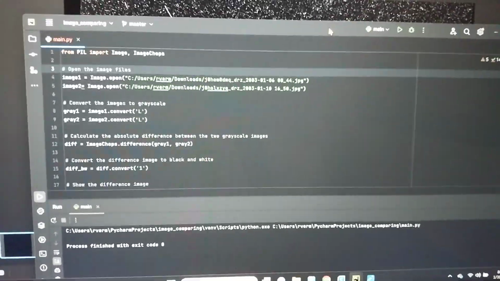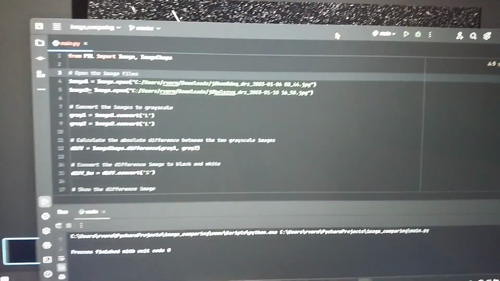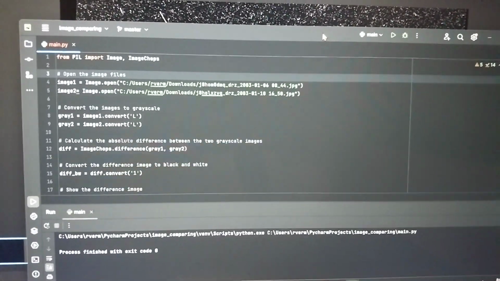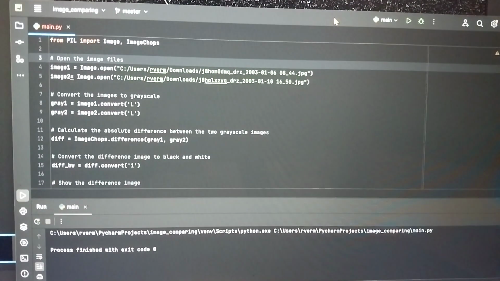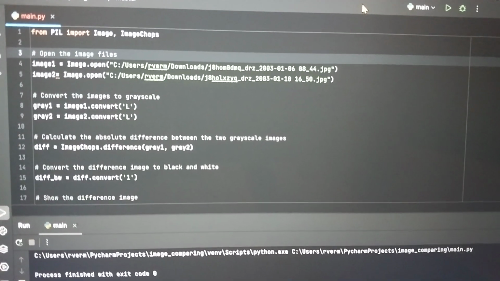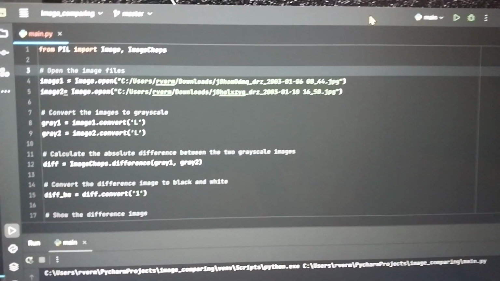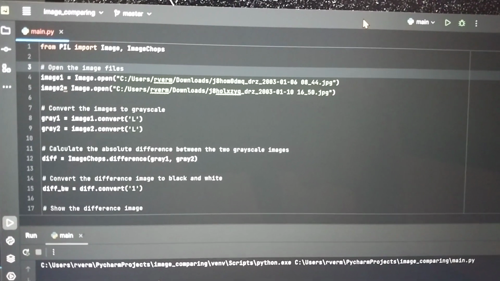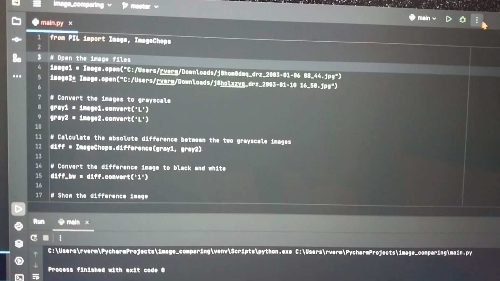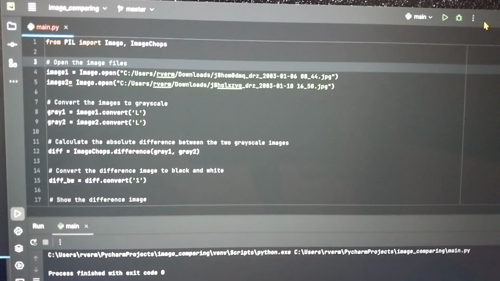I was looking for a way to compare images on the MAST portal, and this is the code that I found. So let's take a quick look at the output. That's the code. Get the images up.